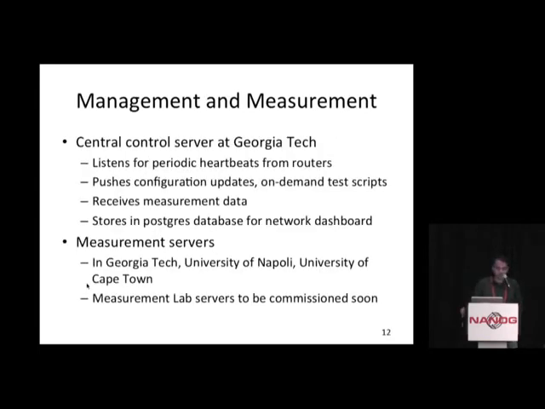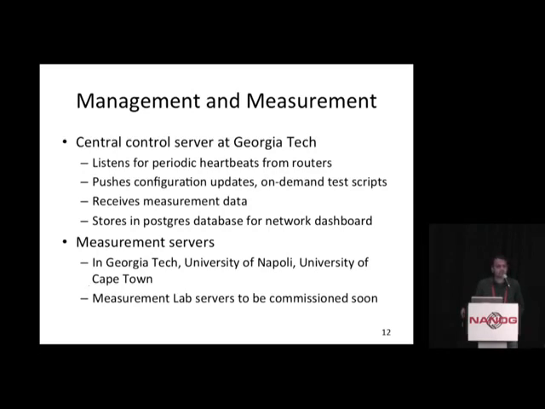These routers are managed from a control server at Georgia Tech, which listens for periodic heartbeats from the routers. It also pushes configuration updates and on-demand test scripts, and it also receives the measurement data from the routers. The measurement data is stored in a Postgres database, which is used by Network Dashboard to plot the graphs that I showed you earlier.